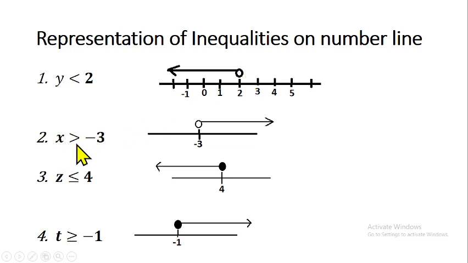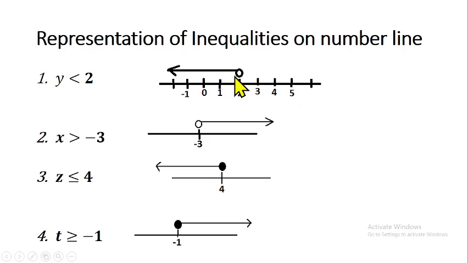Look at this one as well. This greater than is also a strong inequality. You can see that this is not shaded as well. But when it comes to weak inequalities, this circle will be shaded. That is the way we differentiate between strong and weak inequalities on a number line.